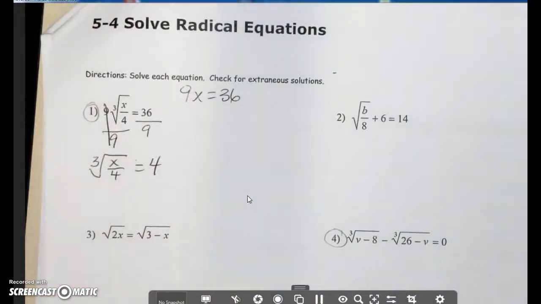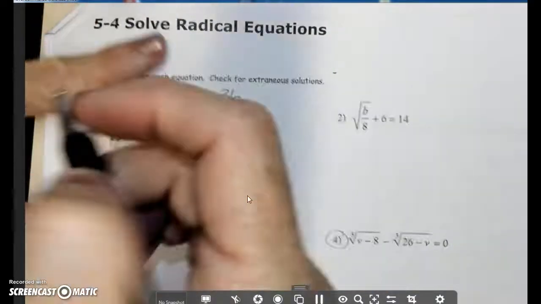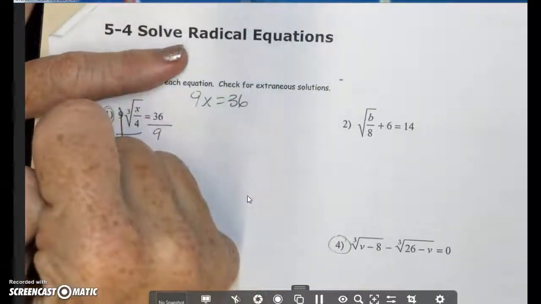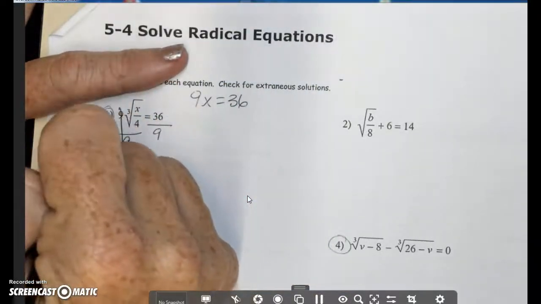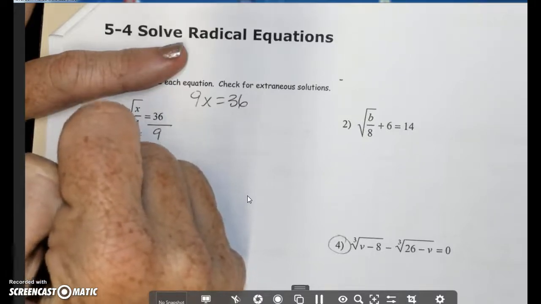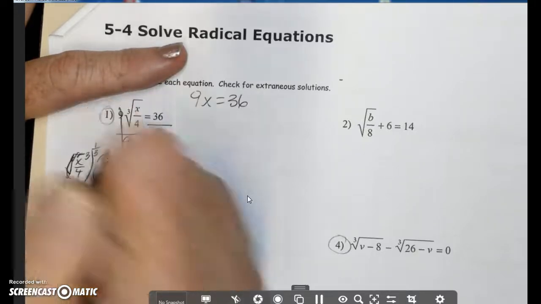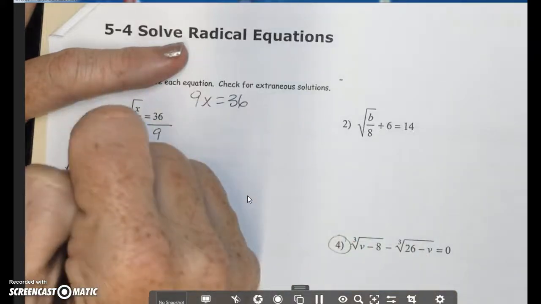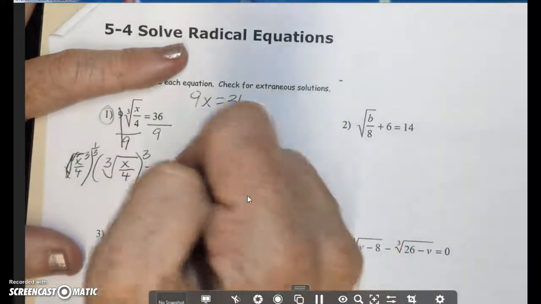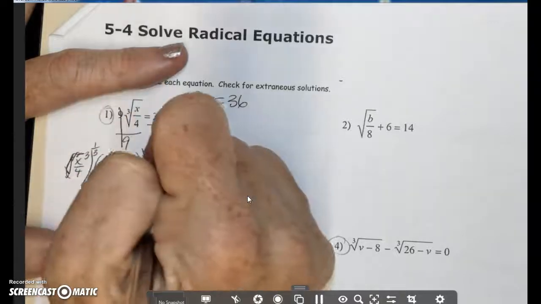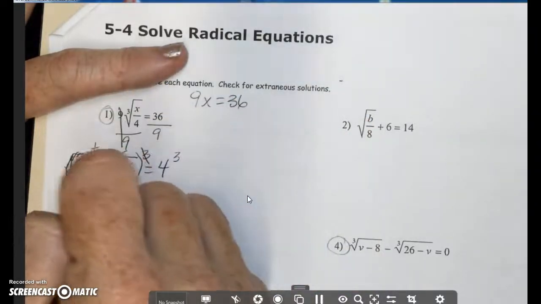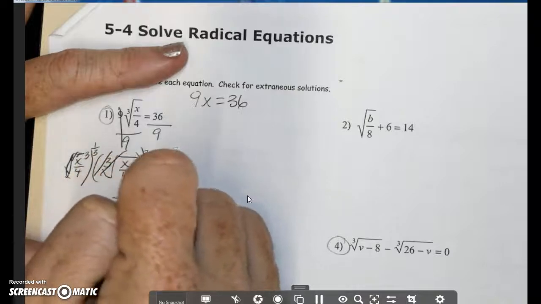Now, how am I going to undo a cube root? I'm going to cube that, because now we understand that this is the same thing as x over 4, to the third, and if I take that to the 1/3 power, I'm cubing that. Those two will cancel each other out. So those cancel, and so now I just have x over 4 equals 64.